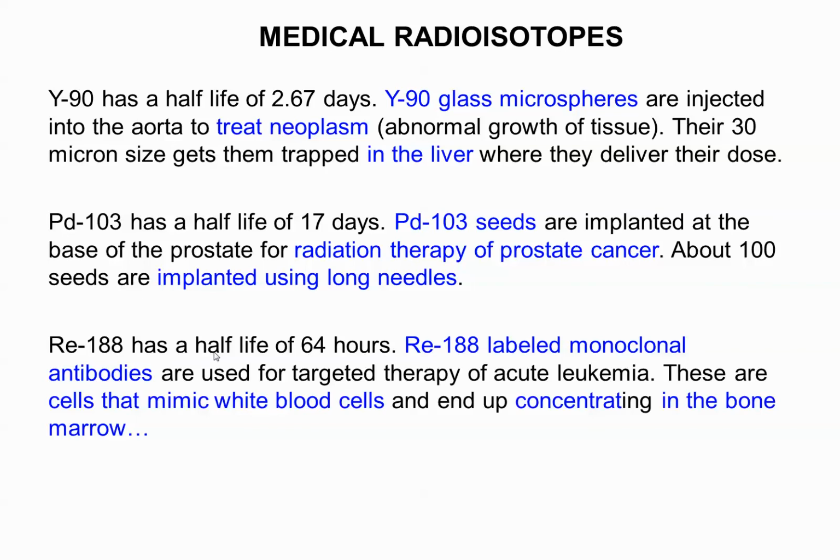Another application, rhenium-188 labeled monoclonal antibodies are used for the therapy of acute leukemia. These monoclonal antibodies are cells that mimic white blood cells and end up concentrating in the bone marrow.